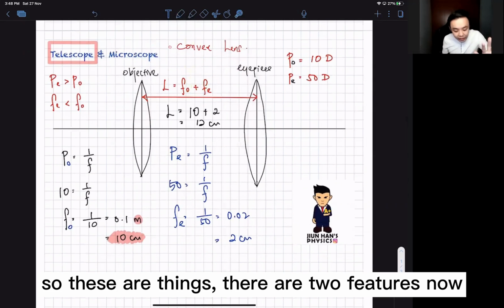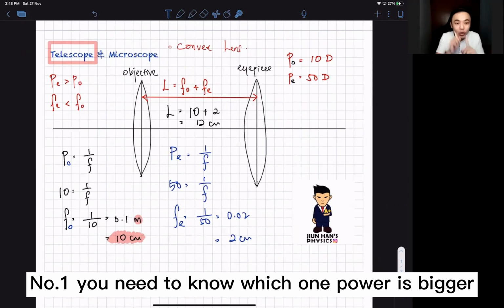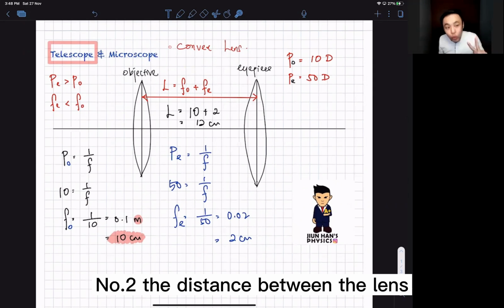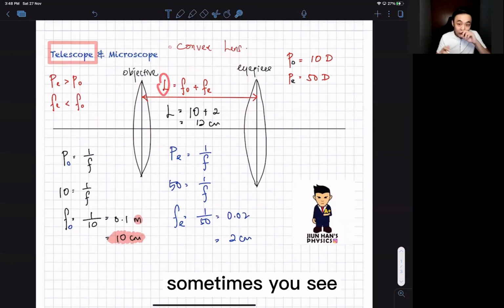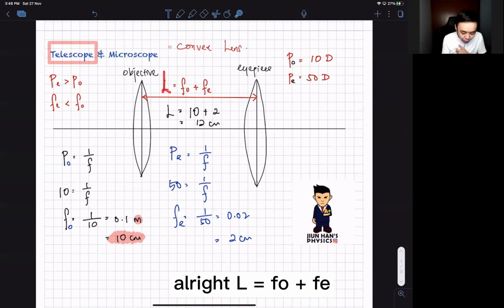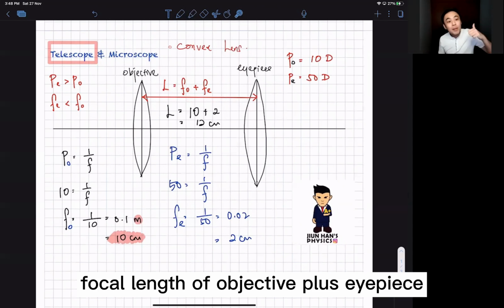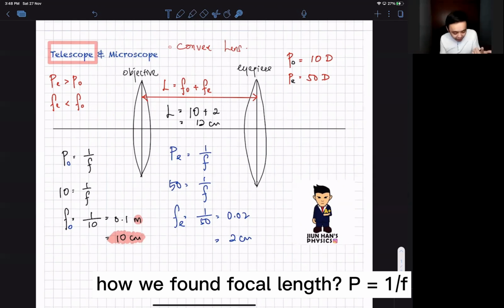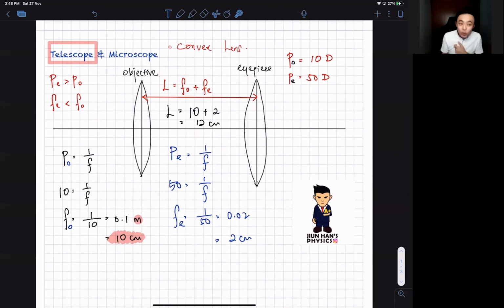All right. So these are the things. There are two features now. Number one, you need to know which one's power is bigger. Number two, the distance between the lenses, which is called L. Sometimes you see they say L at normal adjustment, which means the normal setting. L equals FO plus FE, the focal length of objective plus eyepiece. How do we find focal length? 1 over F, 1 over F. Okay, now that is for telescope.